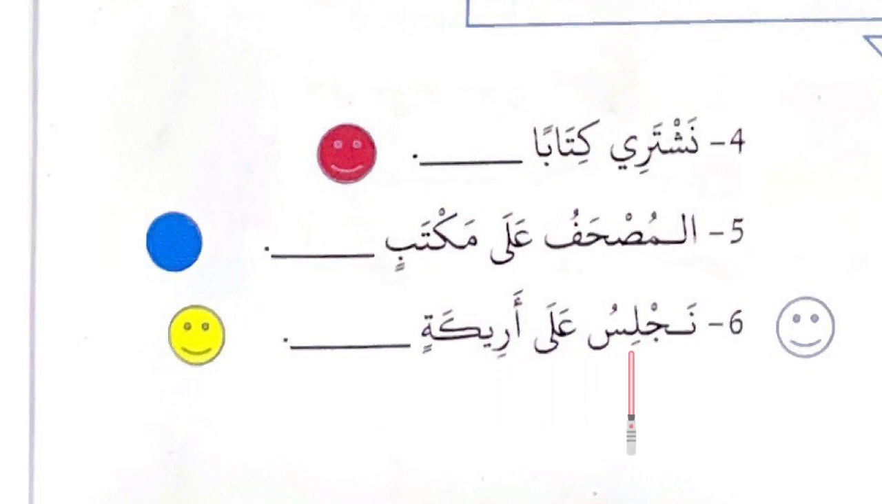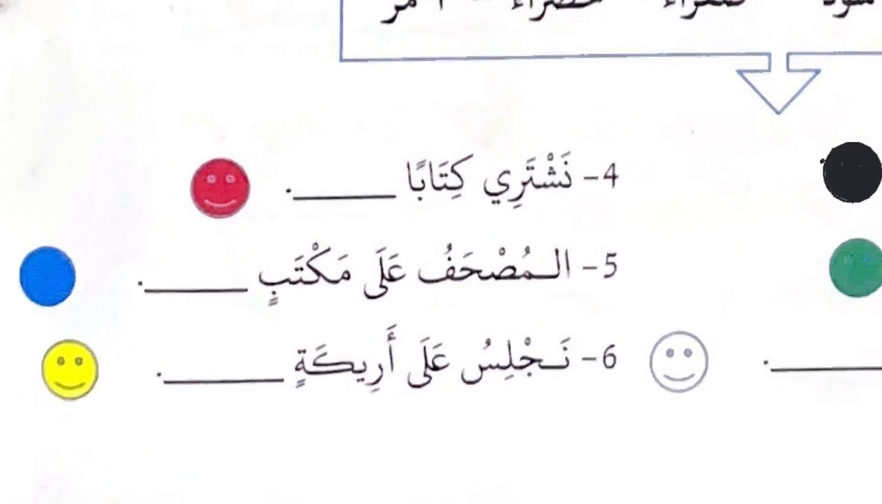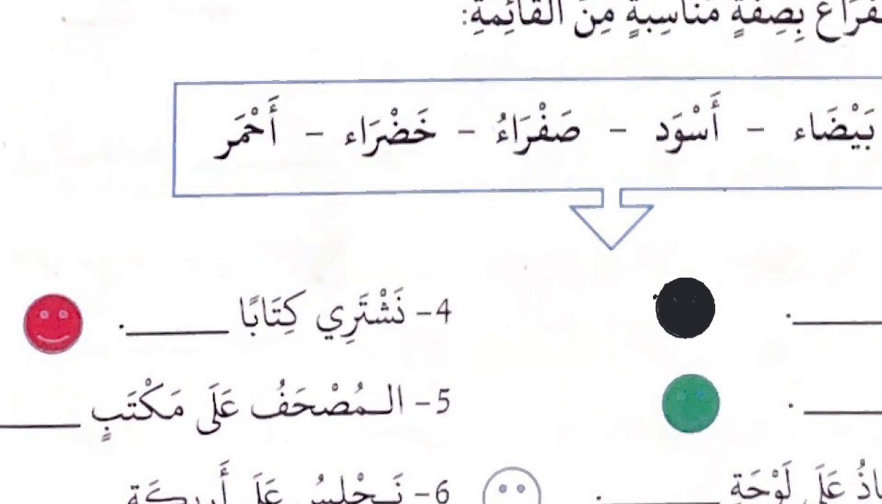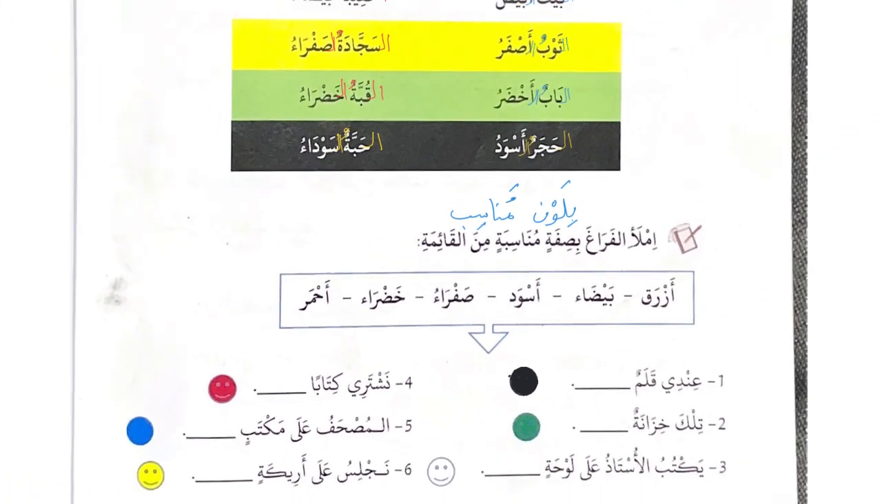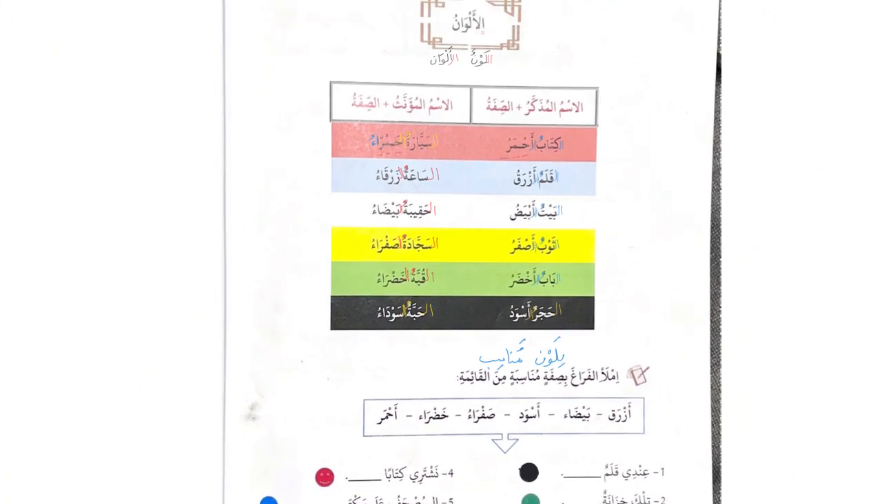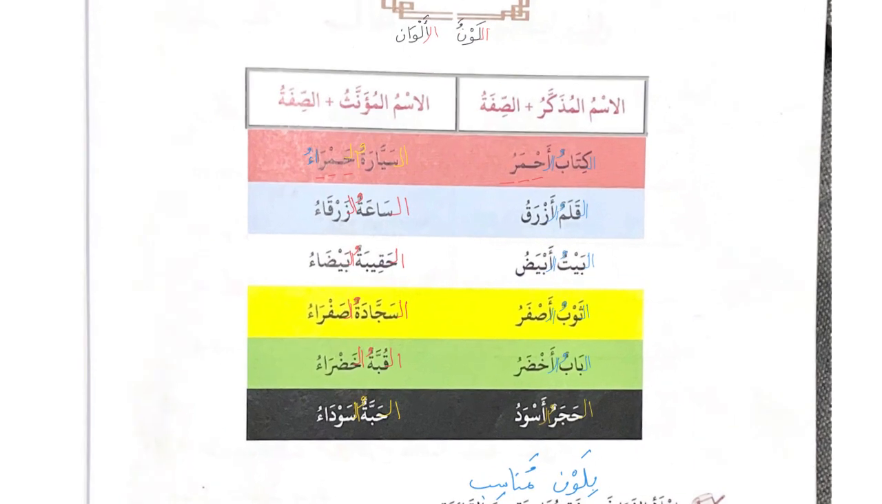And our last jumlah, najlisu ala arika. Najlis, we sit on arika. Arika is a couch, a sofa. And the color of the arika is yellow. Yellow is either asfar or safra. Here, this is a muannas word. Therefore, you need the color that ends with alif and hamza, and the answer is safra. So this is how we use colors in Arabic. There is always muzakkar and also muannas version.